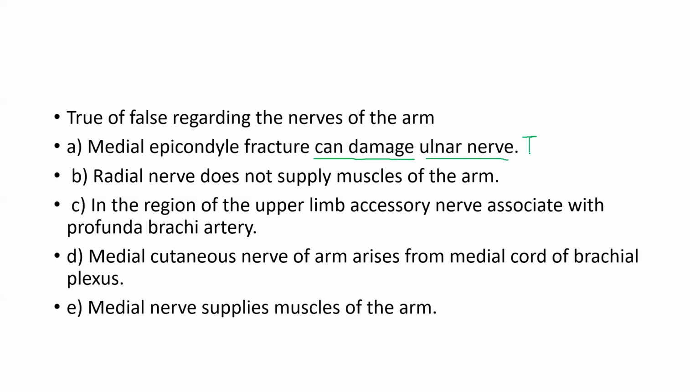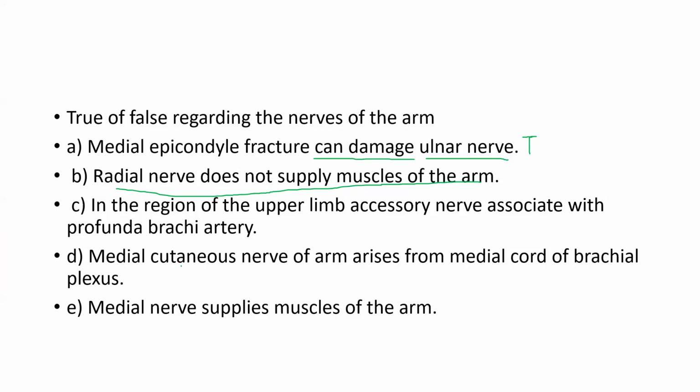Radial nerve does not supply the muscles of the arm. We don't know whether it supplies the muscles of the arm, so we will leave it. In the region of the upper limb, accessory nerve associated with profunda brachii artery. That also we don't know. That is a very terrible question, so we leave it.